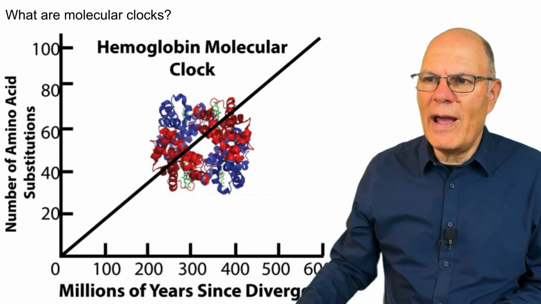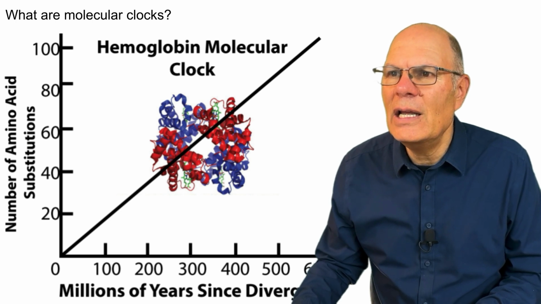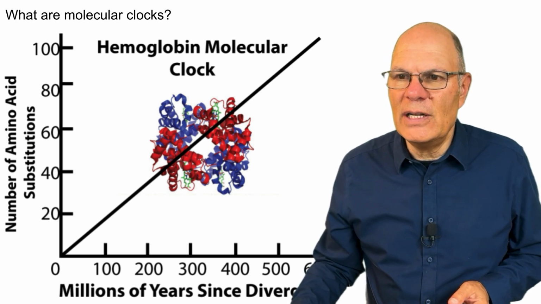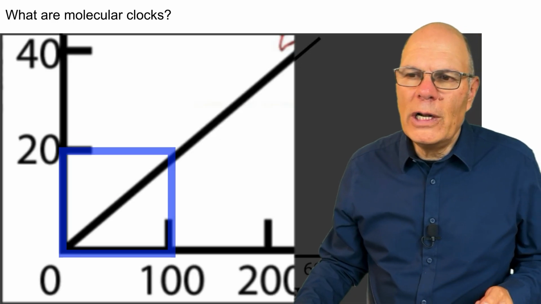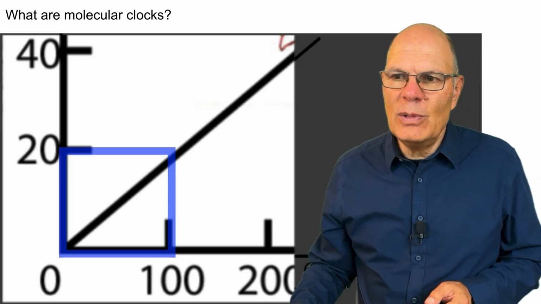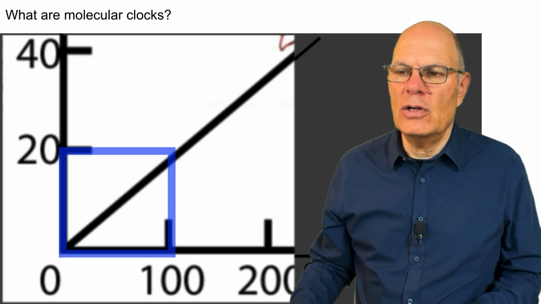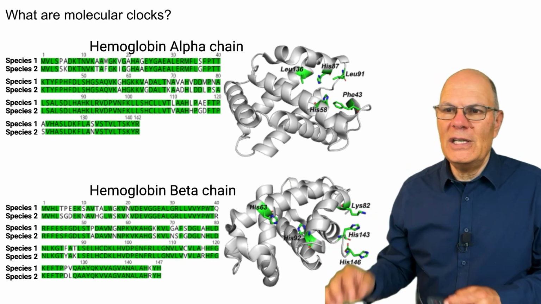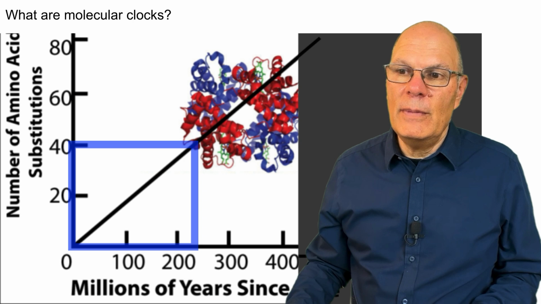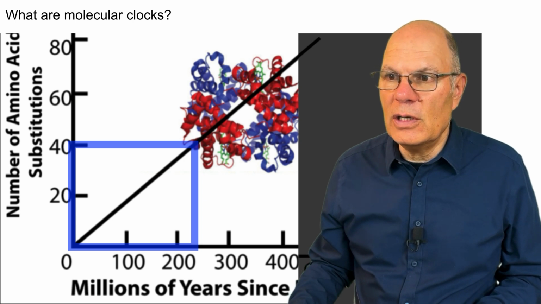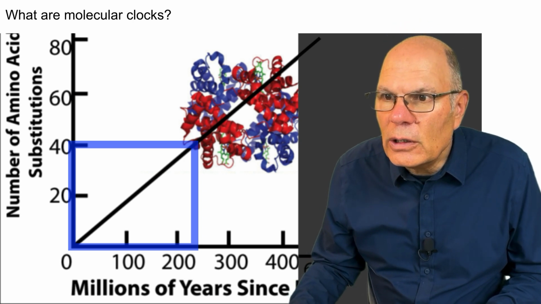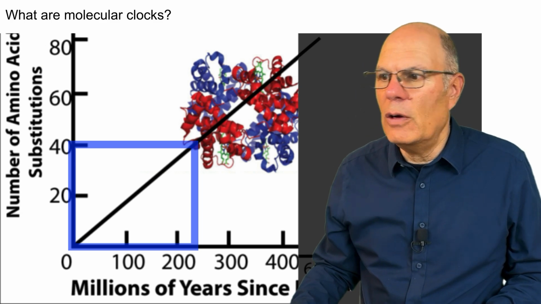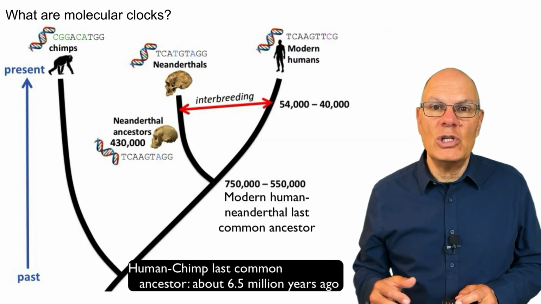What this graph says is it's looking at hemoglobin as a molecular clock. Based on some fossil evidence, it's basically saying that 20 mutations accumulate every 100 million years. So therefore, if you're looking at the hemoglobin between two species and you notice 40 amino acid substitutions, then you could infer that that occurred more like 230 million years ago. This is widely used in evolutionary biology.